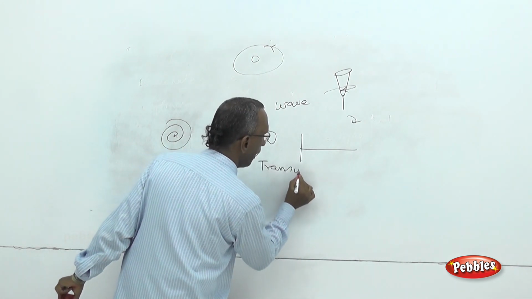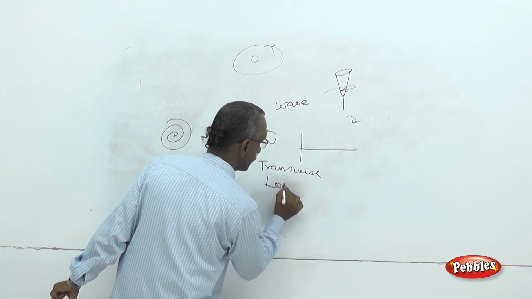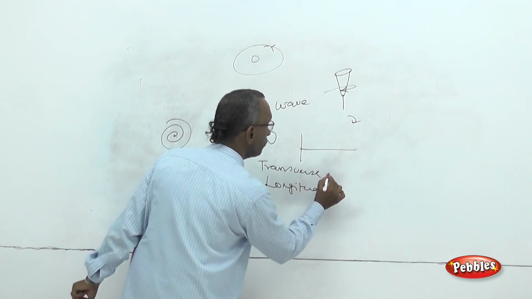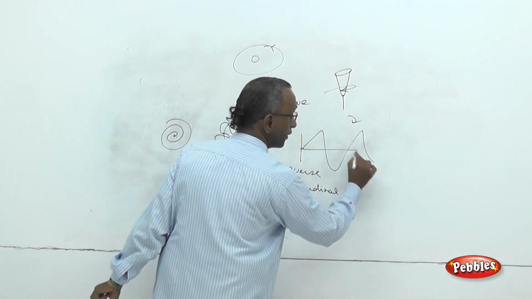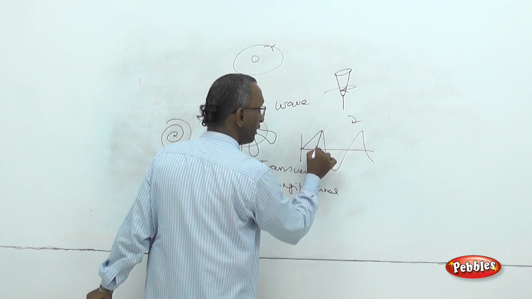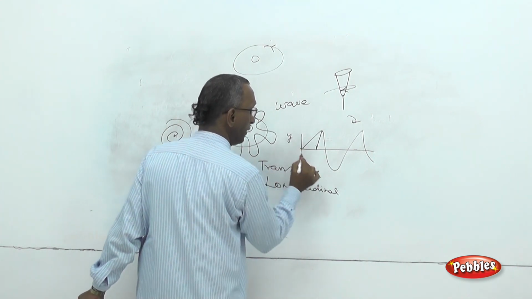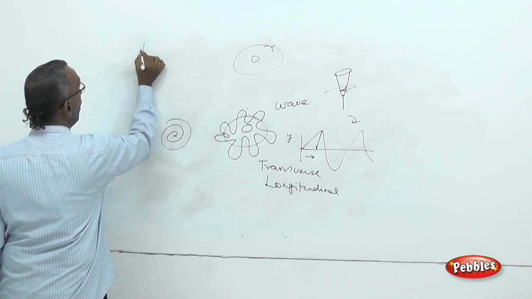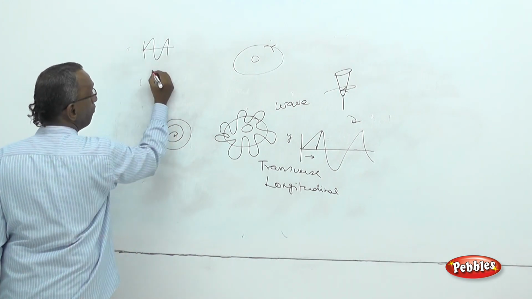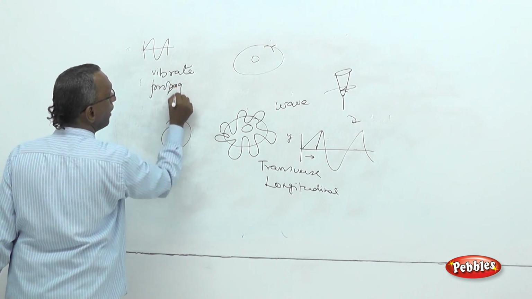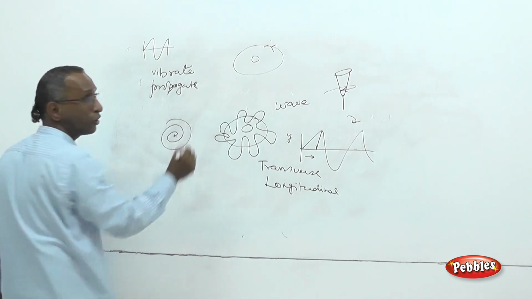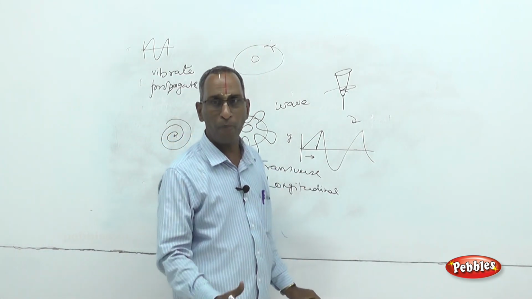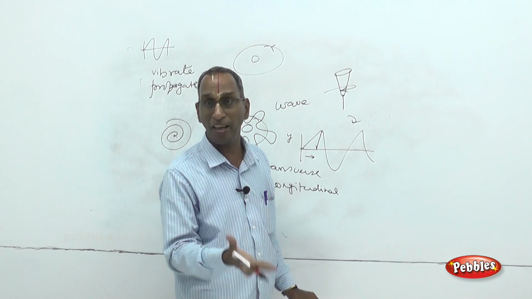Whenever you have a wave, these waves are of two types: transverse waves and longitudinal waves. So a wave is represented in this fashion. The y-axis is displacement, the x-axis is direction. Here you have to note that waves propagate as well as vibrate. Propagation and vibration are different. Propagation means moving in one direction. Vibration means oscillation in either direction.